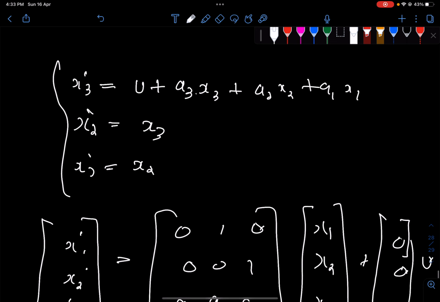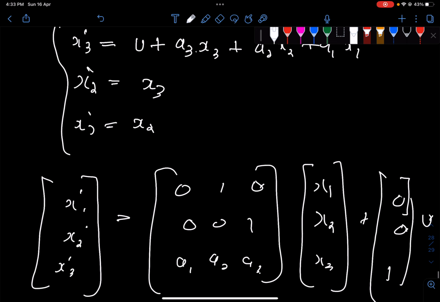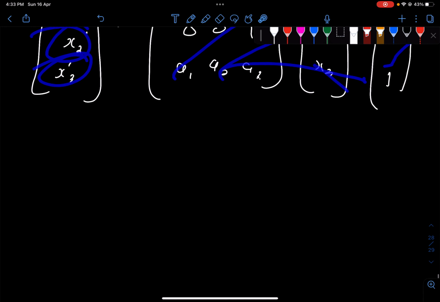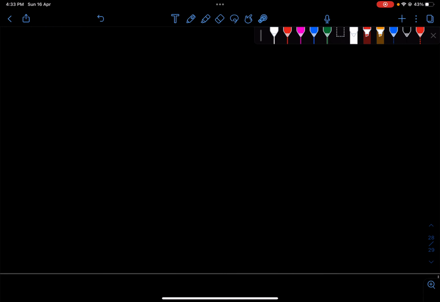Check. The last row after multiplication looks like a1 x1 plus a2 x2 plus a3 x3 plus 1 times u, that is x3 dot. x2 dot is just x3, and x1 dot is just x2. This is how we arrived from the signal flow diagram to the state space. Is that clear?